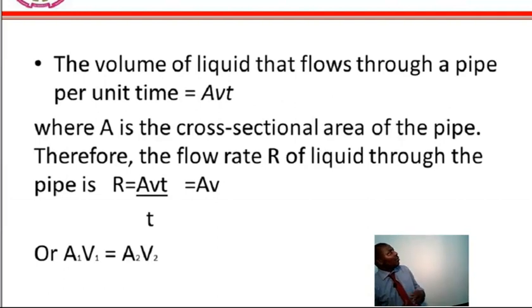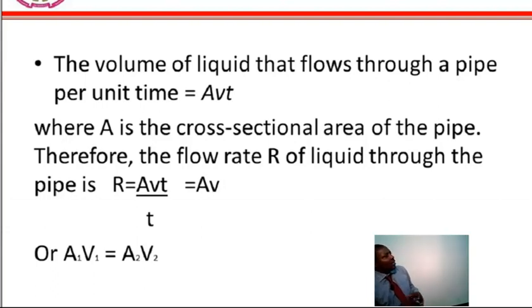Let's quickly look at flow rate and the equation of continuity. The volume of liquid that flows through a pipe per unit time can be determined. I can express the volume of liquid that flows through a particular pipe, take for instance a water pipe, per unit time, mathematically as AVT. The volume can be expressed as AVT, where A is the cross-sectional area of the pipe.